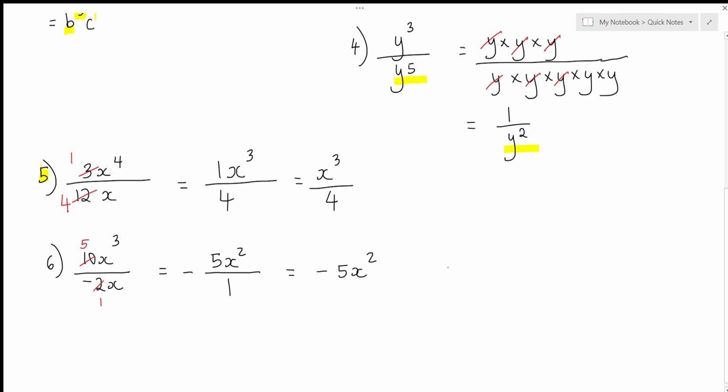Okay, and let's just do one more, last one. If I have negative 50x to the power of 4 over negative 10x squared, we're going to start with the signs. A negative divided by negative will give me a positive, right? 50 divided by 10 will give me 5. And we have 4 x's above and 2 underneath, so 2 of the x's below will cancel with 2 of the x's above, and I'll be left with 2 x's above, which is 5x squared.